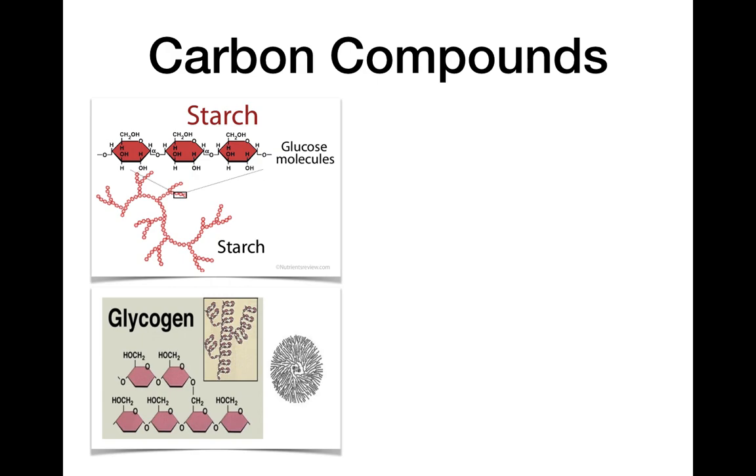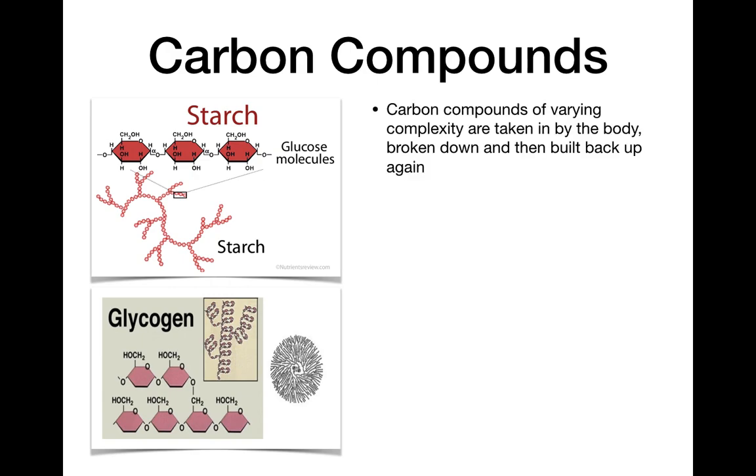Okay, let's talk about some examples of carbon compounds. There are very complex and very simple carbon compounds that are taken up in the body and used in the body. They're broken down, built back up again. Carbon gets rearranged in different molecules throughout different organisms all the time.